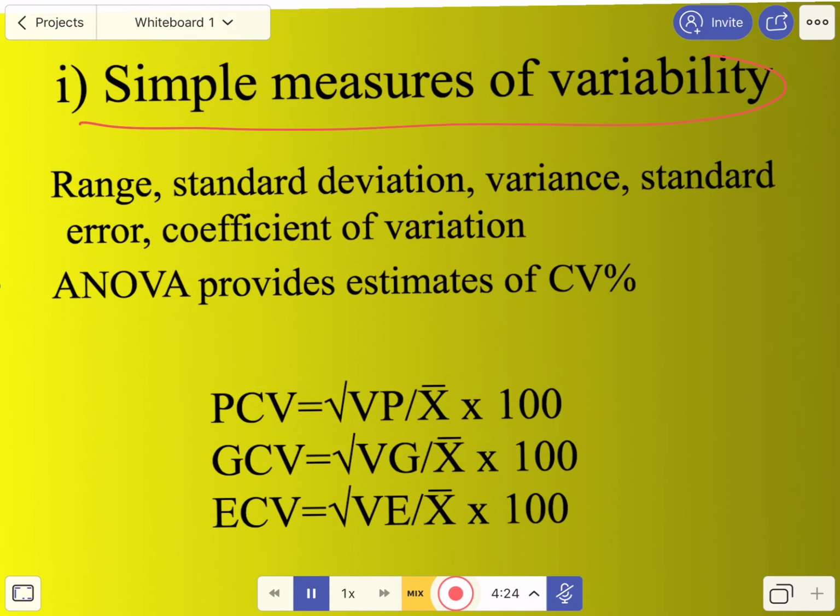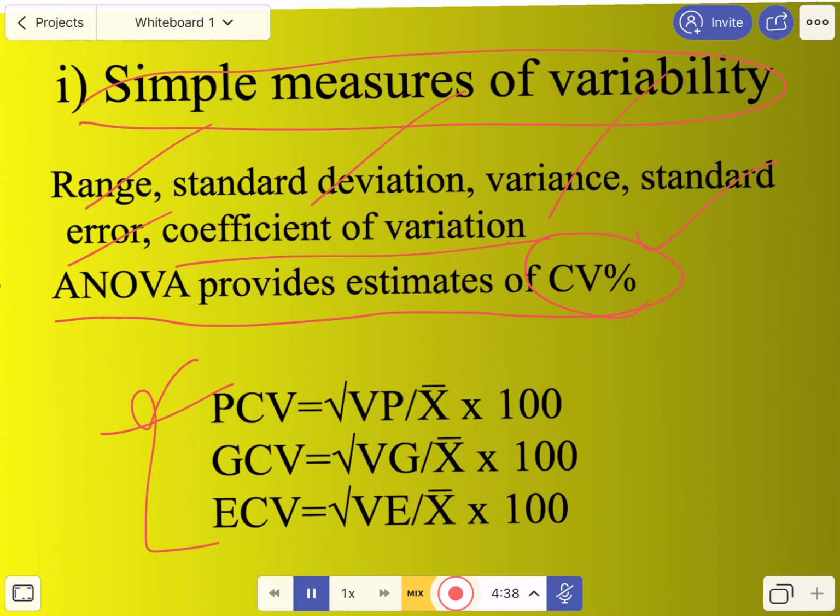Now this is the first method of assessment of variability. It includes the range, standard deviation, variance, standard error, coefficient of variation. Now ANOVA provides the estimate of CV percentage. Simple measures of variability include PCV, GCV, and ECV. PCV is the square root of phenotypic variance divided by mean into 100, and the square root of variance is the standard deviation. Same for the GCV, it is the square root of genotypic variance divided by mean into 100, and the environmental coefficient of variation is the standard deviation of error divided by mean into 100.